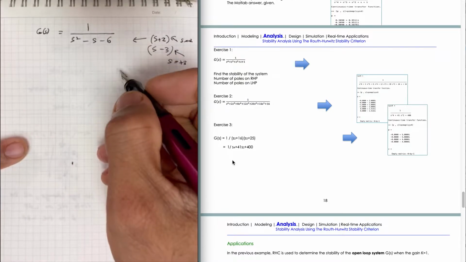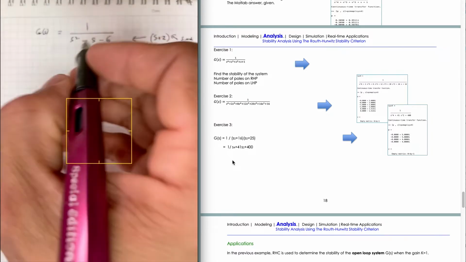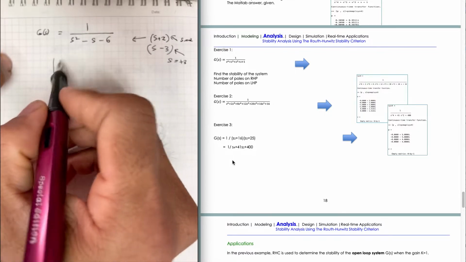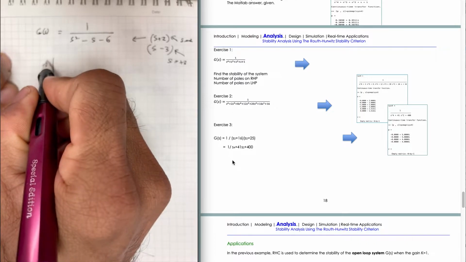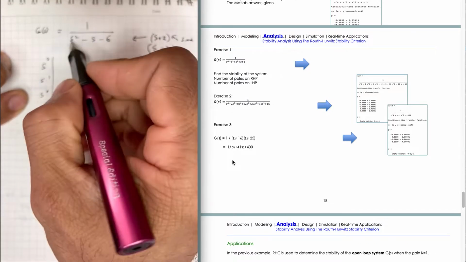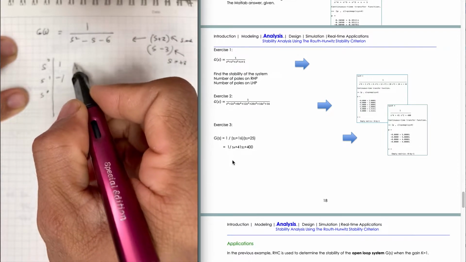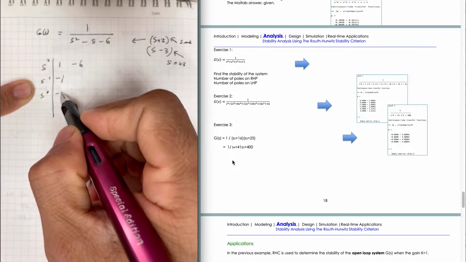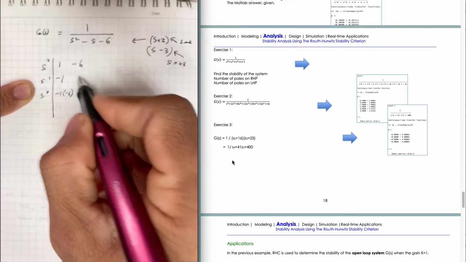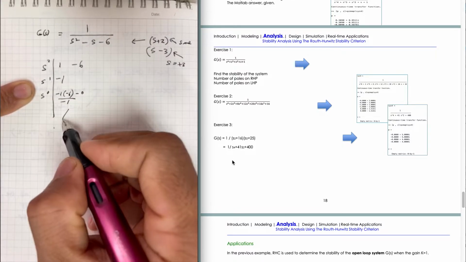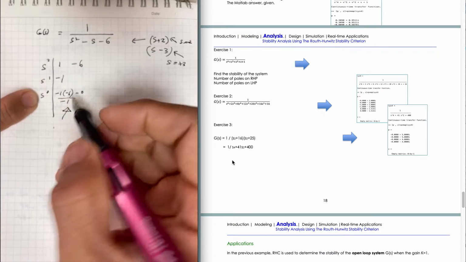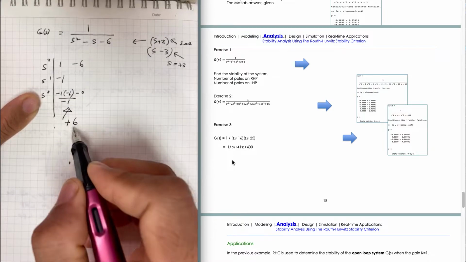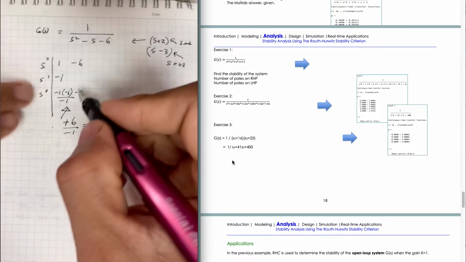But right now we need to verify with the RH array, the RH criterion, whether it tells the same story or not. So this is s^2. We have 1 here, minus 1 here, minus 6, so we have negatives here. Fill out this one: minus 1 multiplied by minus 6 minus 0, divided by minus 1. So the value here is minus 6.